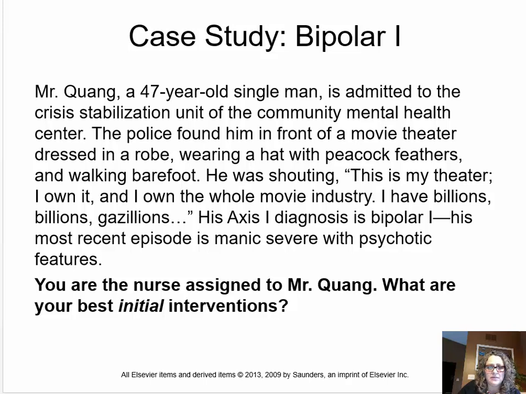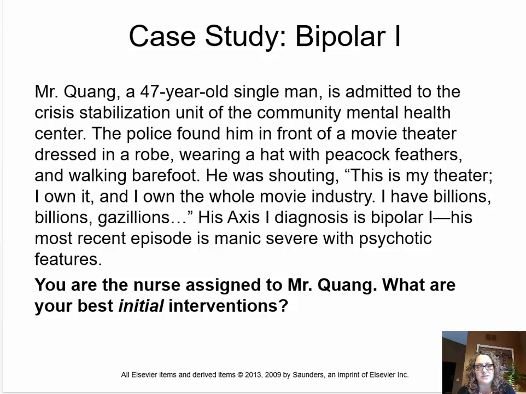Okay, so here is a case study. Mr. Kwang, a 47-year-old single man, is admitted to the crisis stabilization unit of the Community Mental Health Center. The police found him in front of a movie theater, dressed in a robe, wearing a hat with peacock feathers, and walking barefoot. He was shouting, "This is my theater. I own it, and I own the whole movie industry. I have billions, billions, gazillions."